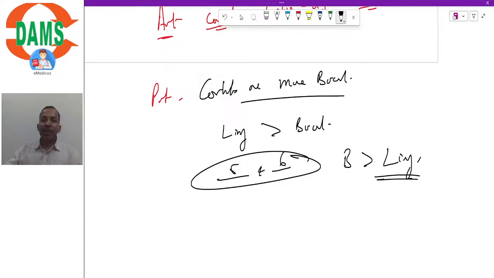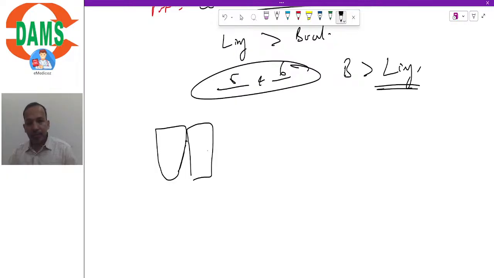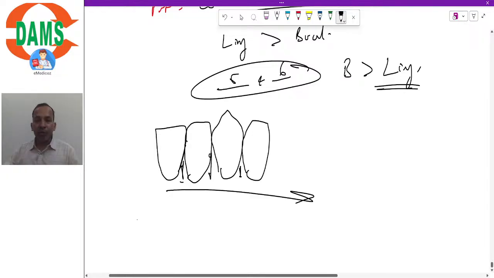Gingival is larger than the occlusal. Also, as we move posteriorly, the size of gingival embrasure reduces. The gingival embrasure would be largest amongst the anteriors. As you move posteriorly, the size of this gingival embrasure will keep on reducing, right?